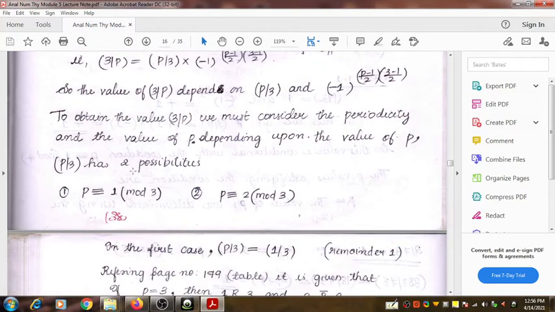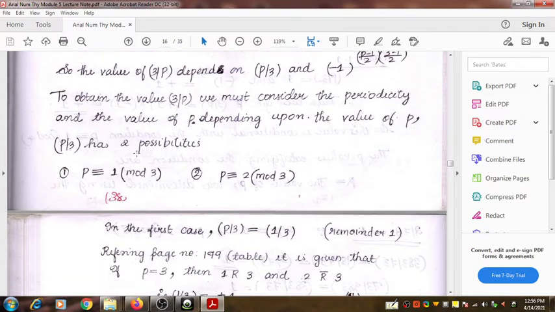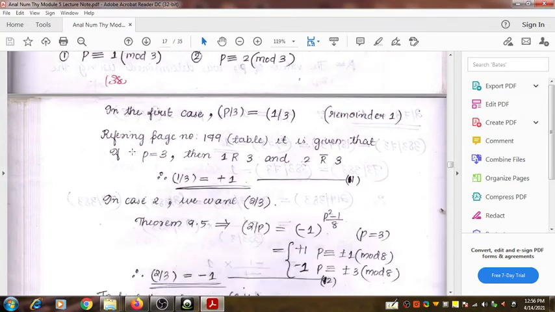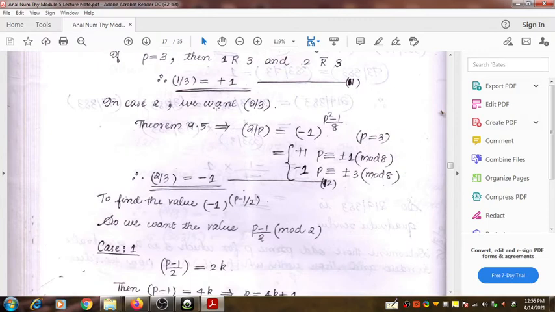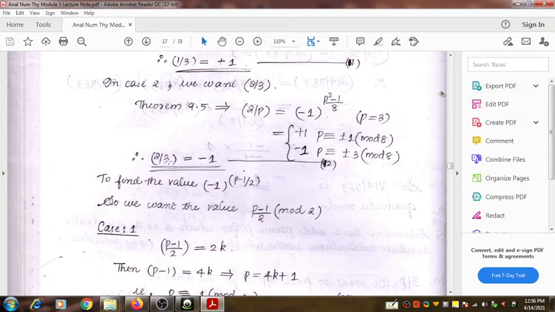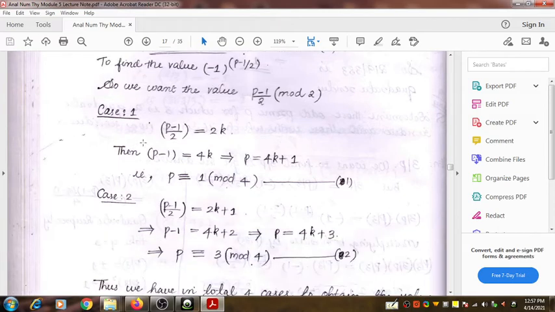We have reduced (p/3) to which quantity? Since p is congruent to 1 or 2 mod 3, (p/3) can be reduced to two cases. In the first case, (p/3) = (1/3), and in the second case, (p/3) = (2/3). In the first case we have the value plus 1, and in the second case we have minus 1.